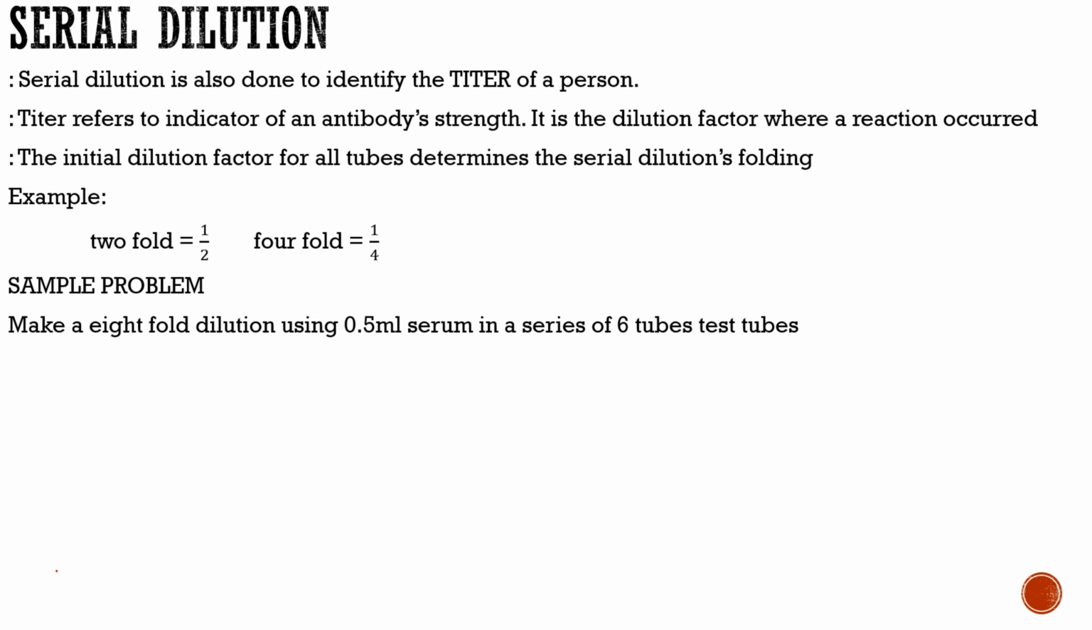Sample problem. Make an 8-fold dilution using 0.5 ml serum in a series of 6 test tubes. So, automatic class, 8-fold dilution. So, you have already an idea kapag 8-fold, 1 is to 8. Now, how many test tubes is this or how many initial dilution? 6 times. Bakit 6 times? Because you're going to use 6 test tubes.